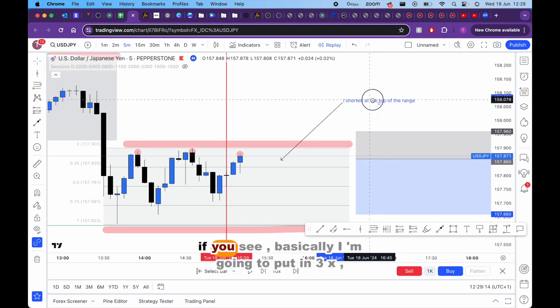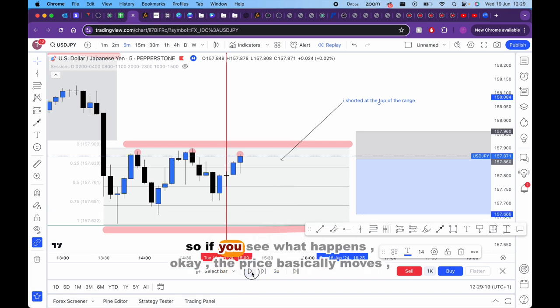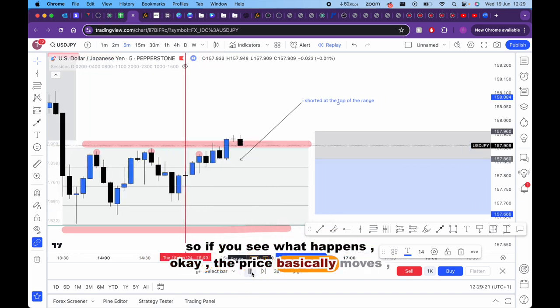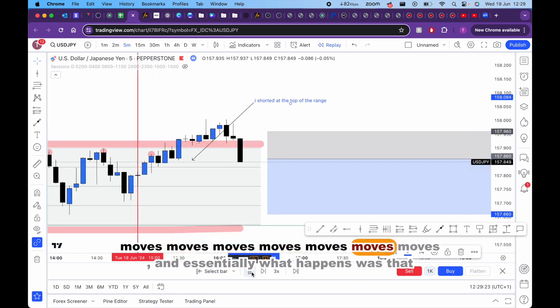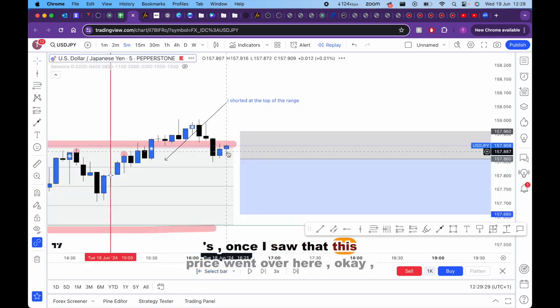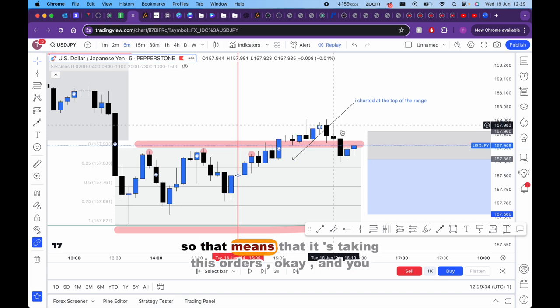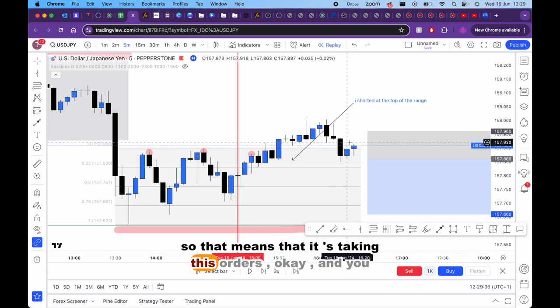Okay, and if you see, basically I'm going to put in 3x. So if you see what happens, okay, the price basically moves, and essentially what happened was that once I saw that this price went over here, that means that it's taken these orders.